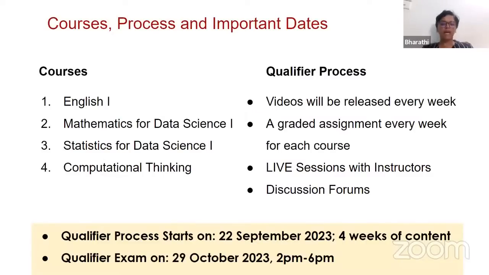Okay, coming to the actual qualifier process that you need to be aware about. The term itself started yesterday, 22nd September, and the qualifier process is for 4 weeks duration. Okay, the date to keep in mind is 29th October. It's a Sunday. From 2 p.m. to 6 p.m. you will be writing a 4-hour exam if you become eligible to write the qualifier exam. The subjects that you'll study in the next 4 weeks will be English 1, Maths 1, Statistics 1, and Computational Thinking.